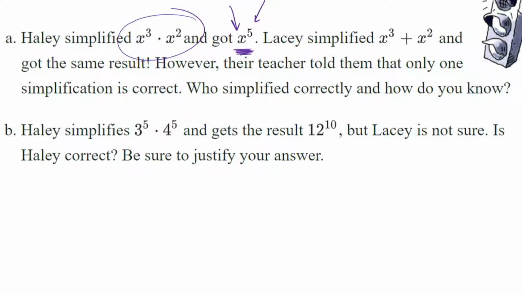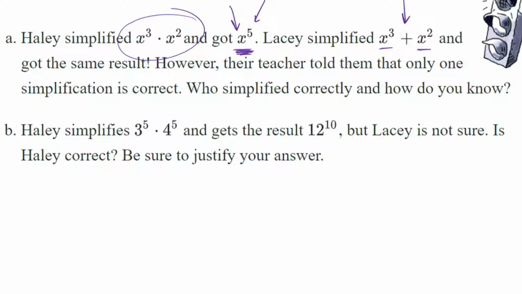If you look at what Lacey was doing here, we had 2 different terms, right? Terms are those things that are separated by plus or minus. So because we have 2 different terms, we actually can't combine x cubed and x to the second. They cannot be combined via addition. They can be multiplied, and if we multiplied, we would get x to the fifth, but we cannot simplify them because they're not factors, they're terms.